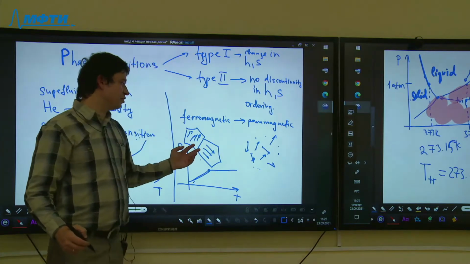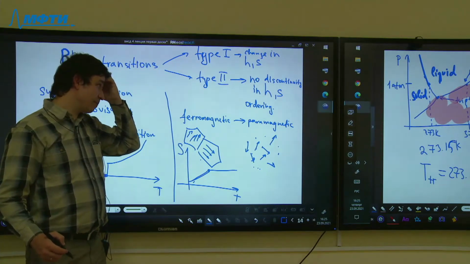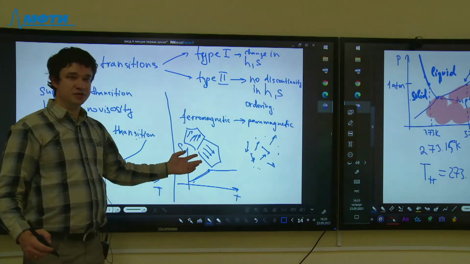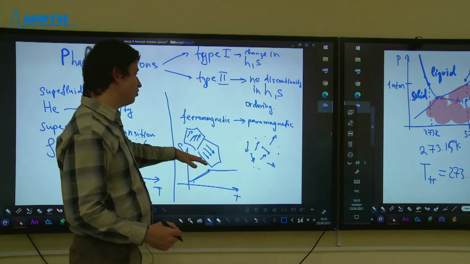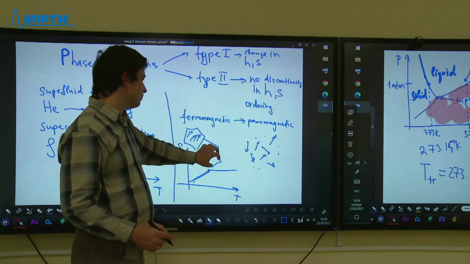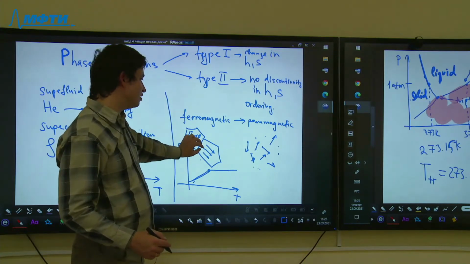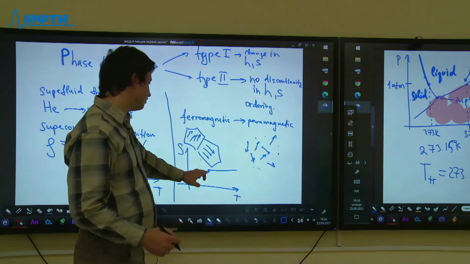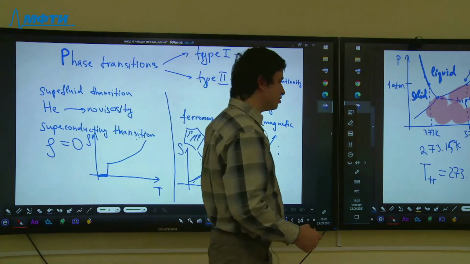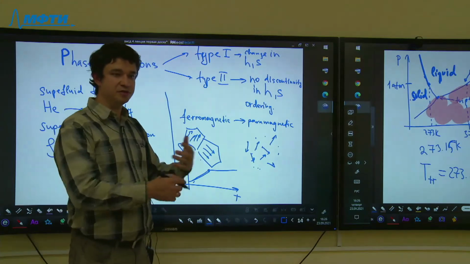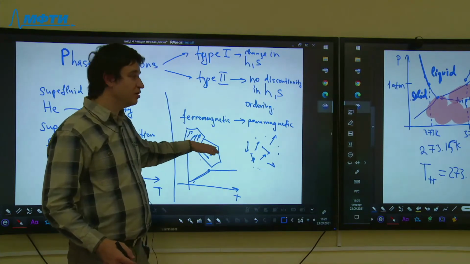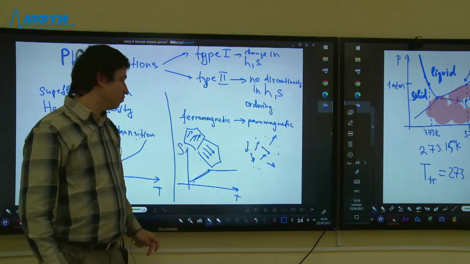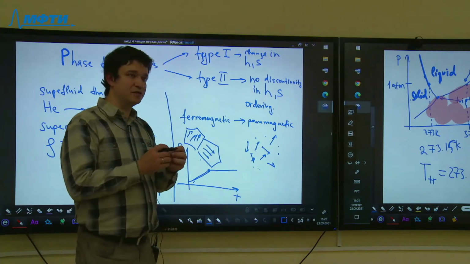And this ordering happens somewhat continuously. As you go from this state to this state, for example, the size of domains at the starting point is very small and then increases as you go further into the lower temperature scale. Also, these domains can be destroyed by the magnetic field, so there is another parameter involved in this phase transition. Although there is some order here, there is no discontinuity in entropy, because this ordering happens continuously.